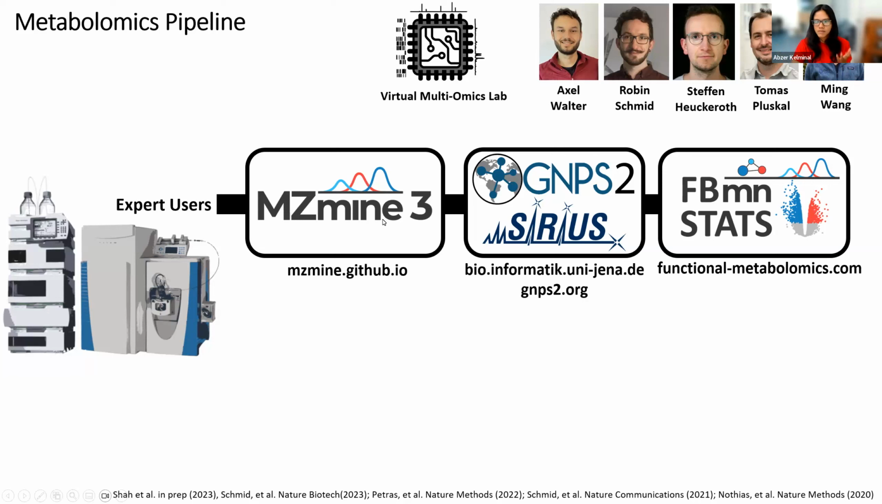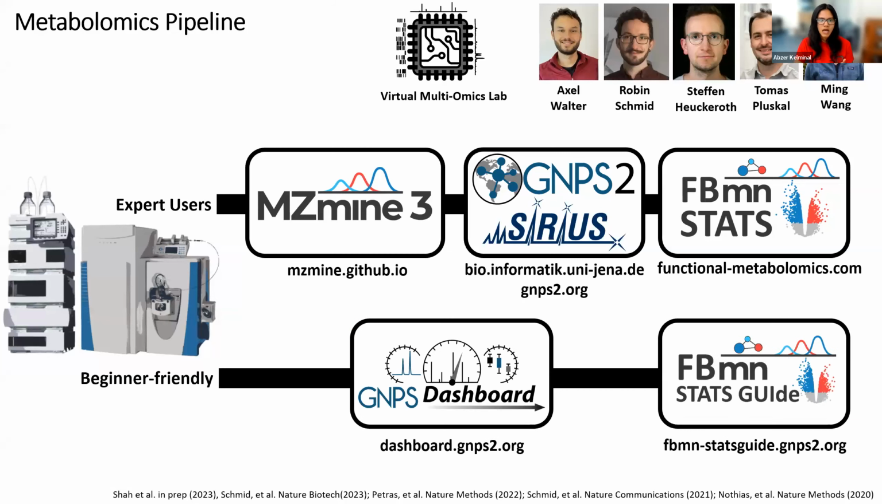Here, MZmine and Sirius both are computationally intensive, and you could run them locally. And with GNPS2 and FBMN-STATS, both are available online. However, for beginners, you could use the GNPS dashboard, which nicely incorporates all these in the web, where you could visualize your raw data, do feature detection, and also perform molecular networking. And you could also do FBMN-STATS in the GNPS2 platform.